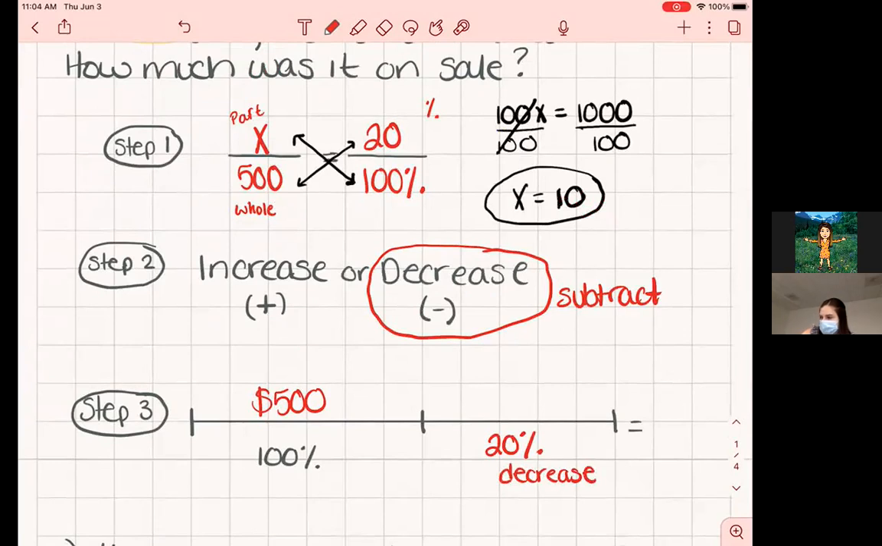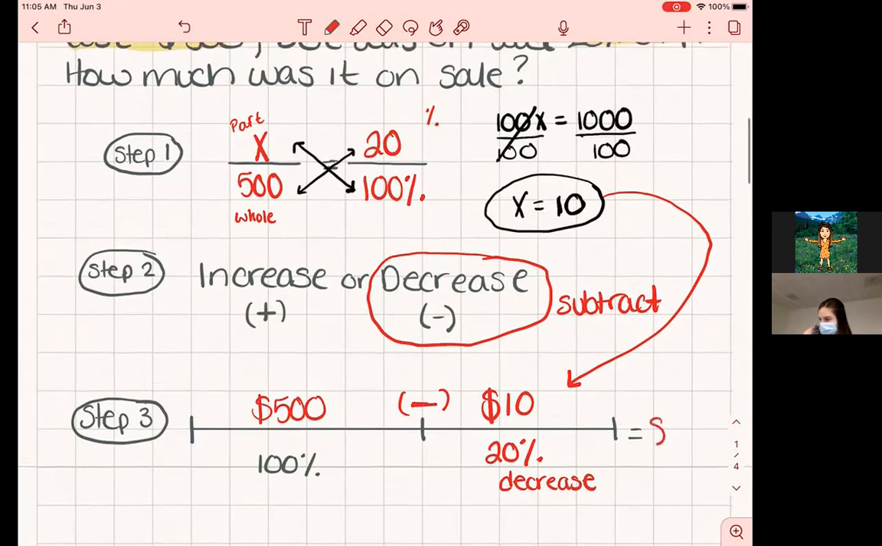And I used this up here to figure out what that 20% is. So step 1, we take that answer and put that there. This is going to be $10 that we got from our work in step 1. Is it addition or subtraction? It's a decrease, so it's a subtraction. So minus, and you can put it in parentheses or just leave it. All we have to do is 500 minus 10. So our total amount should be 490.